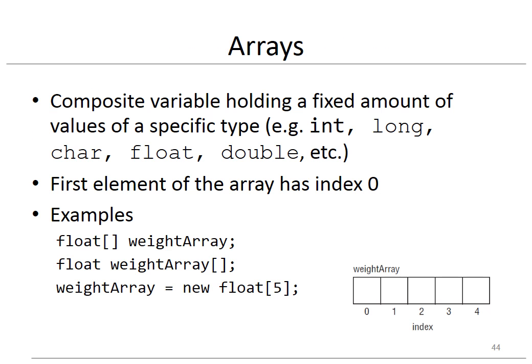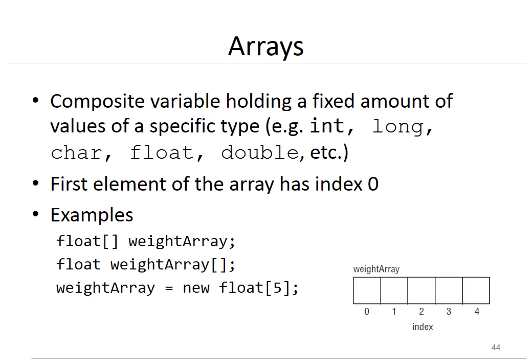An array is a composite variable, holding a fixed amount of values of a specific type, such as int, long, char, etc. The elements of an array can be accessed by means of an index, whereby the first element of an array has index 0. An array is defined by using square brackets.